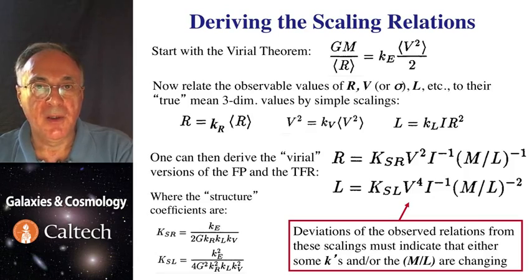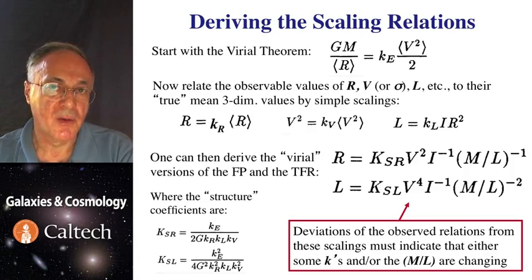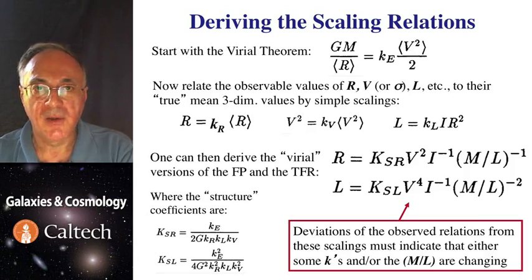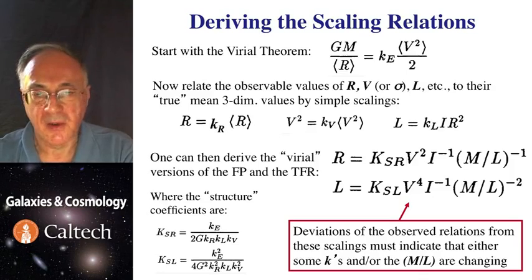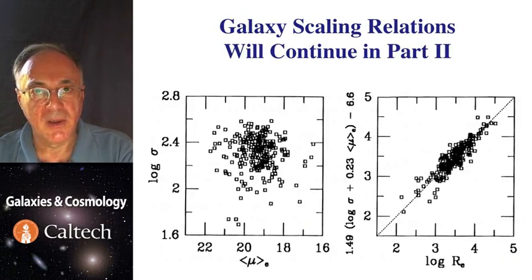So this is what the virial theorem plus homology imply. Any deviations of observed correlations from these are telling you something about our assumptions. One of them or another is wrong. We will talk more about this in the next module.